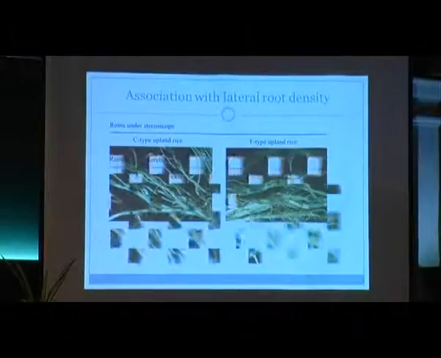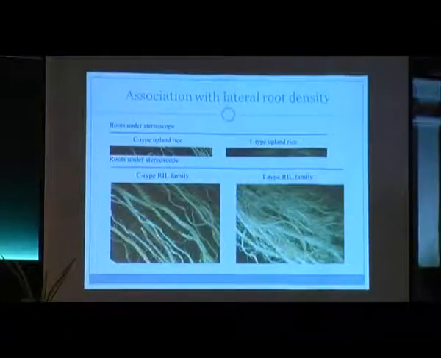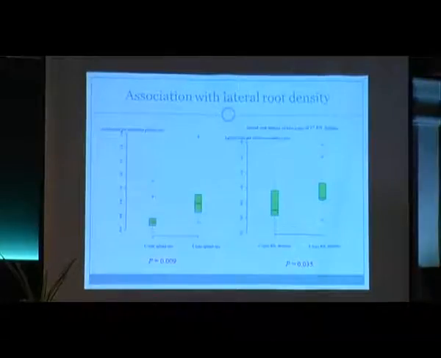And in the recombinant inbred population, we also observed a similar pattern. We also quantified the lateral roots by counting the lateral root numbers and dividing them by the main root lengths so that we can get the lateral root density. We observed that T-type upland rice has significantly more lateral roots than the C-type upland rice. And in the recombinant inbred population, we got a consistent result.